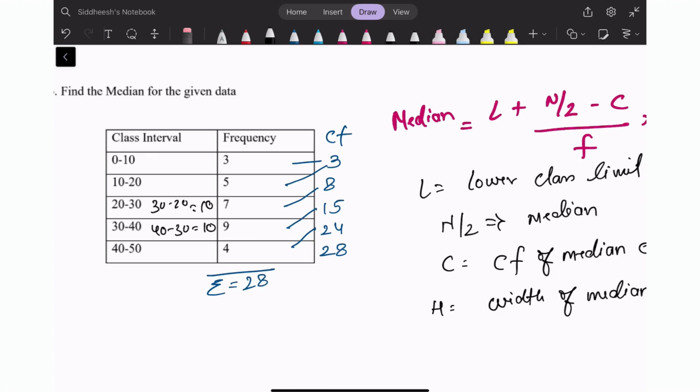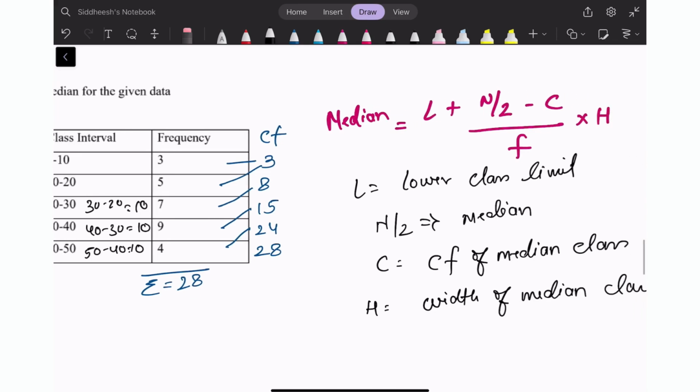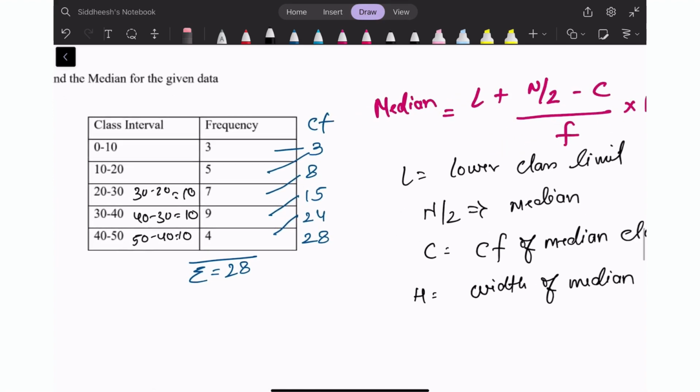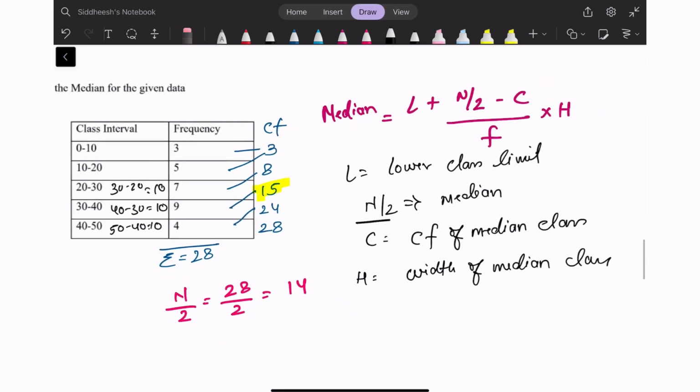Let's take one more example. 50 minus 40, 10. Now let's put the numbers into the formula. So first of all, let's find the median by n by 2. So your n by 2 is what? 28 upon 2, that is 14. Now we need to find a number that should be matching with 14 or should be more than 14 in the CF table. So we are getting what? A 15, correct? So we got our n by 2, that is 14.